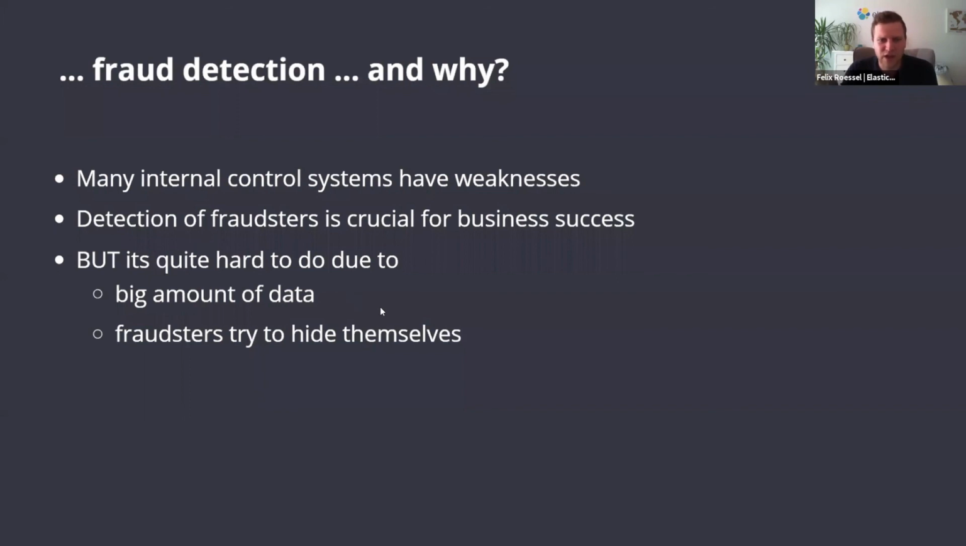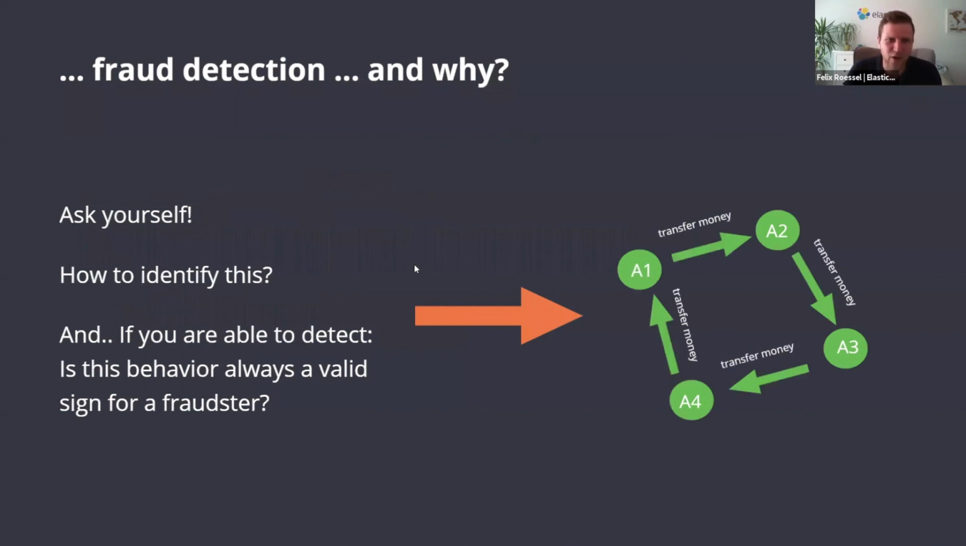And if we have a look into what makes it so hard, we can ask ourselves, how would we identify a pattern like this? So we have different accounts in our web application, in our bank, for example, and there is money transfer going on, and we would like to detect a pattern like this, where person A is transferring money to person B and up to person C and to person D and back to person A, just to, let's say, hide their direct connections.